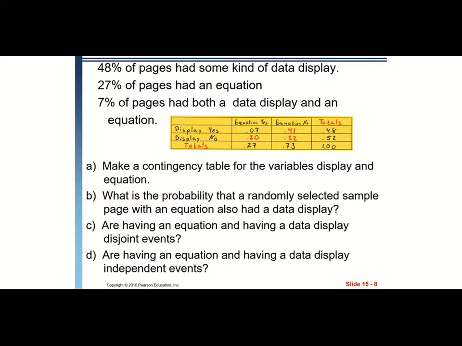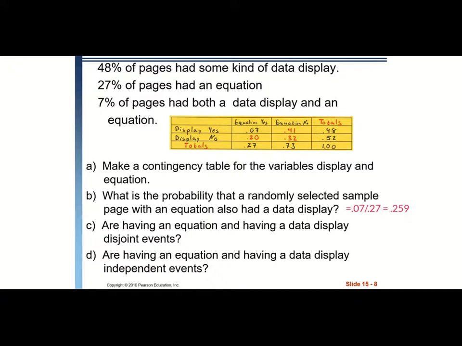So question B, what's the probability that a randomly selected sample page with an equation also had a data display? Now this is giving us a given, a condition, and it's telling us that the page we selected has an equation. So we're looking specifically at the 27% of the pages that have an equation. Of the 27% that have an equation, what percentage also have a data display? 7% out of those 27%, that is going to give us our probability of 0.259.